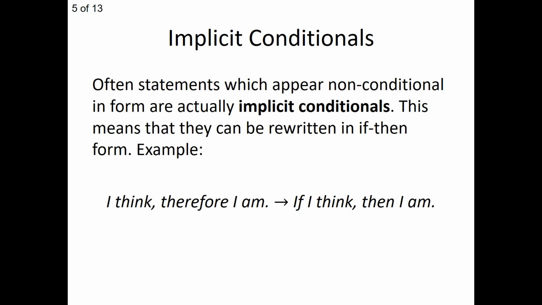Now, not all statements are in the form of an if-then statement. We call these implicit conditionals if they're not in that form. For example, below we see a sentence that says, I think, therefore I am. Note that you don't see the word if, or you don't see the word then. But we can change a statement such as I think, therefore I am into an explicit conditional, which is the if-then form. We can just insert our words if and then. Now you may have to change the grammar around a little bit so that it still makes sense. So I would read that as if I think, comma, then I am.